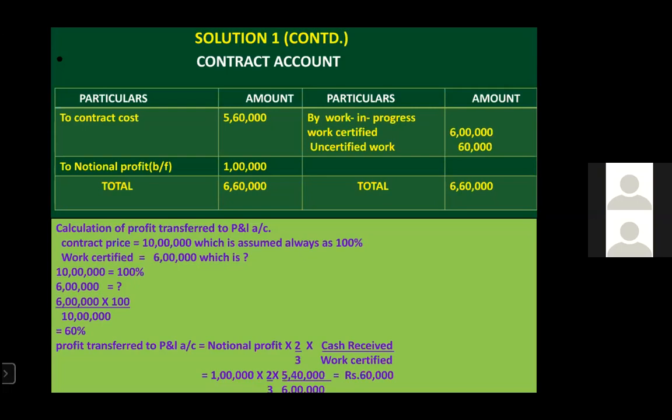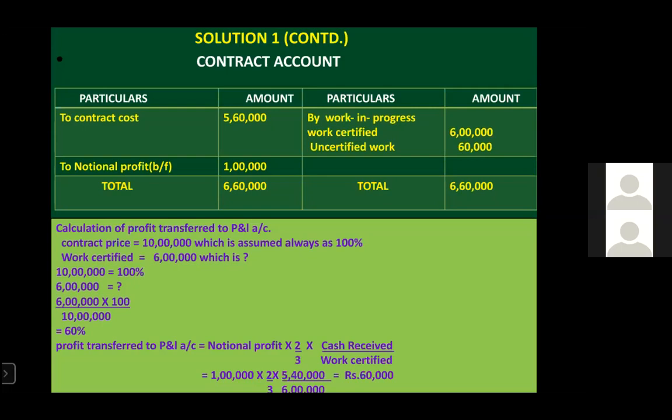As per the posting on the debit and credit sides, the credit side total is more, that is, 6,60,000. So the balancing figure on the debit side is 1 lakh in the name of notional profit. So the notional profit we calculated is 1 lakh. I said already in the previous video that only in an incomplete contract will we have the terms work certified and work uncertified. When you see these terms, you know this is an incomplete contract account problem.